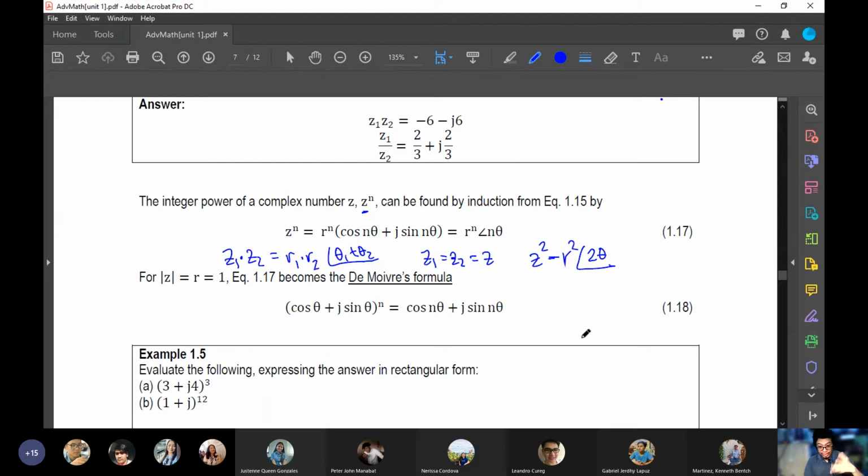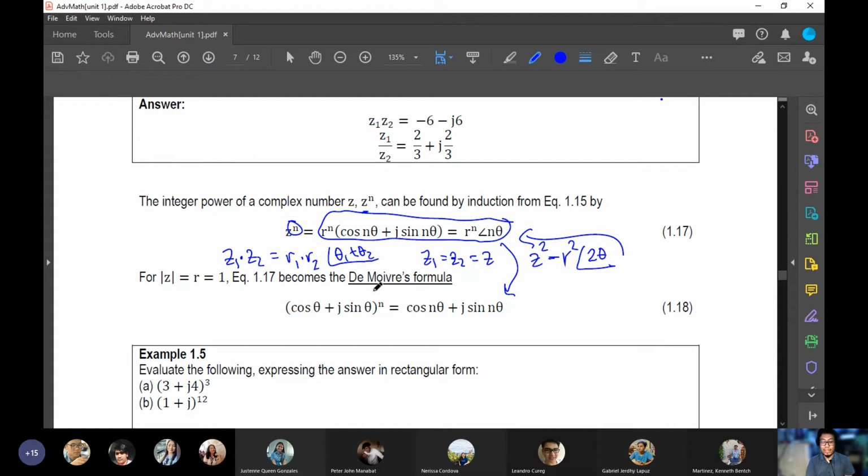Okay? And if you actually, by induction, expand this idea into n, or if you multiply this thing n times, then you would have the following result. So if you actually let r or the magnitude equal to 1, this part, with r equals to 1, becomes this. And this is what we call the De Moivre's formula.